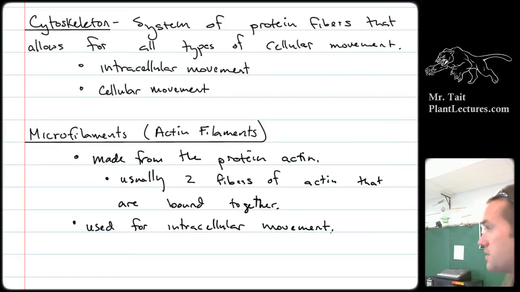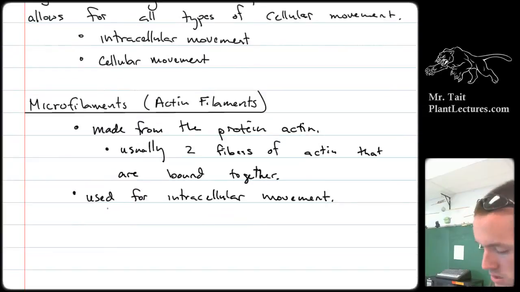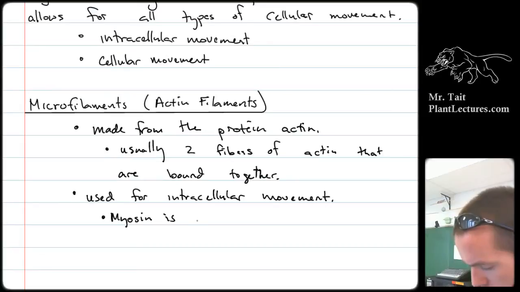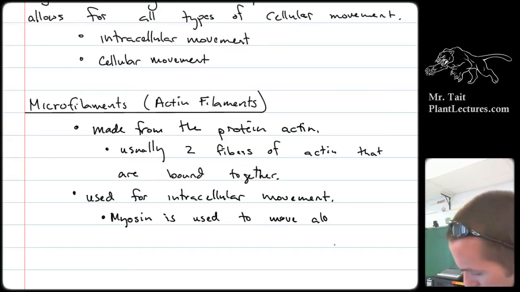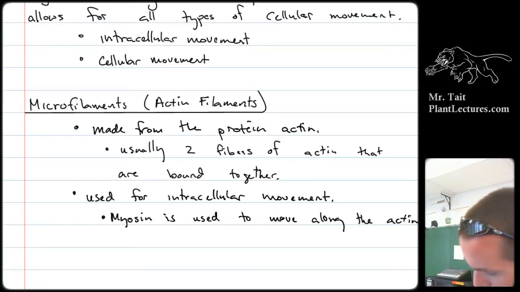And the way that that works is that they have these long fibers of actin, and then there is a smaller protein, and that smaller protein is called myosin. Okay, so myosin is used to move along the actin. Okay, and because of that, we would call myosin a motor protein.